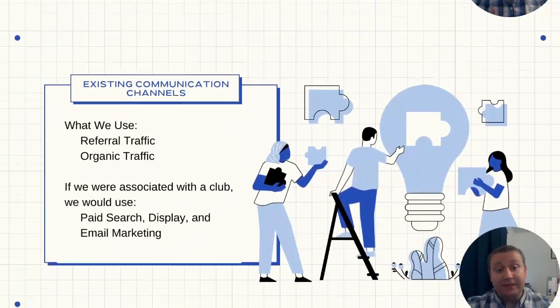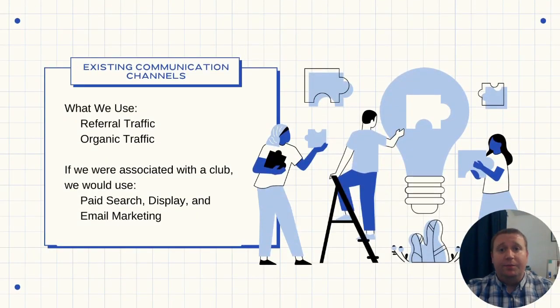At Seven Slopes, this makes it an ideal opportunity for us on the website to put in this information. And so mainly we'll be using referral traffic and organic traffic. As we've been talking about, we've got over 1,000 words of referral traffic from various different sources that Brandon's going to talk about in a moment. And if we were associated with a club and we were trying to get sales, we may dip into paid search and display ads.